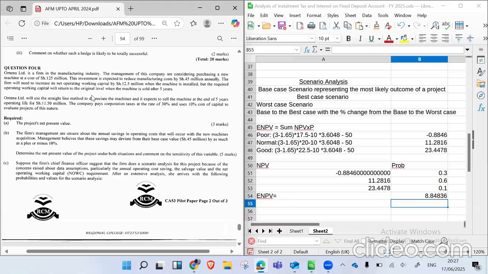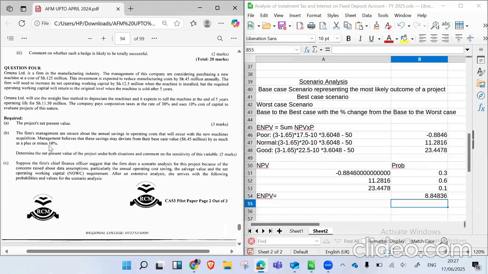Omena will use the straight line method to depreciate the machine, and it expects to sell the machine at the end of 5 years operating life for 11.5 million. That's the salvage value. Tax is 30%, cost of capital is 10%. They want us to get the project's NPV. I think NPV we can all get from there.